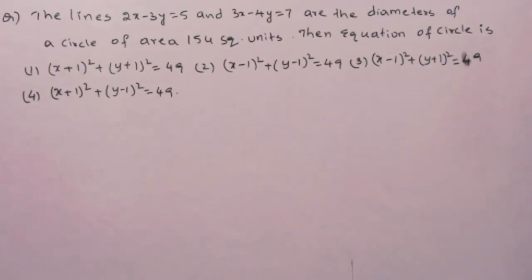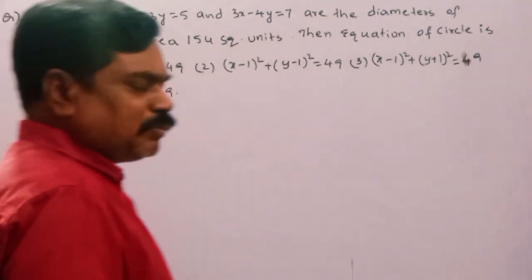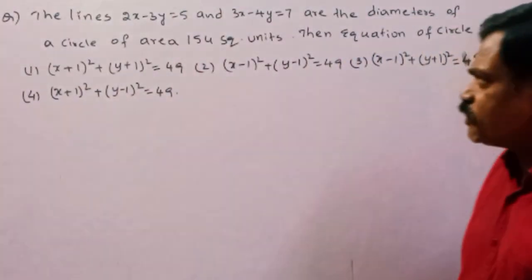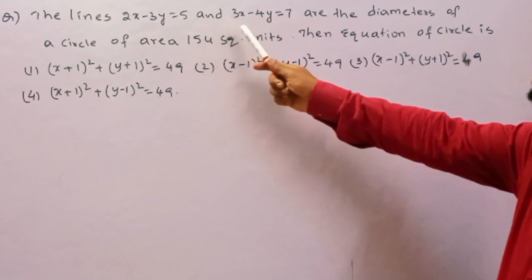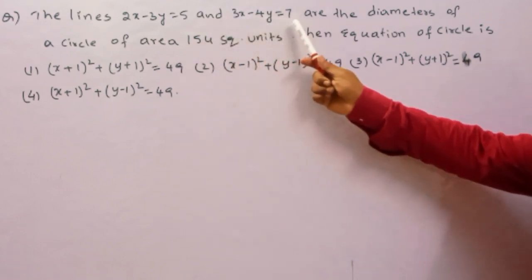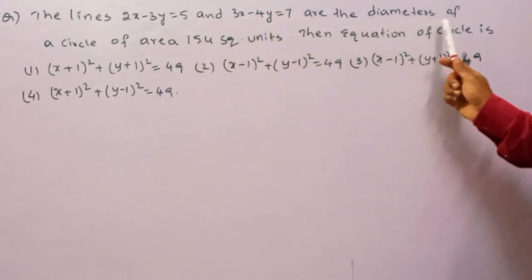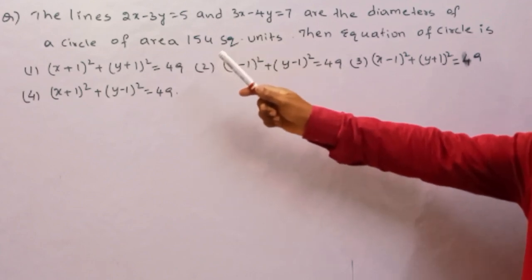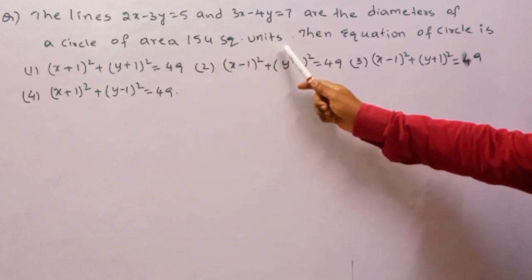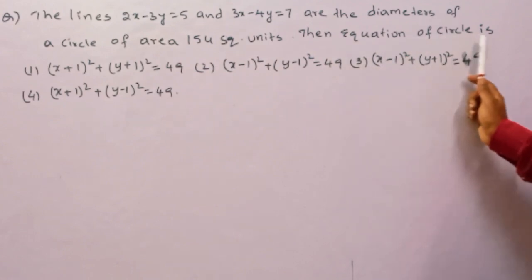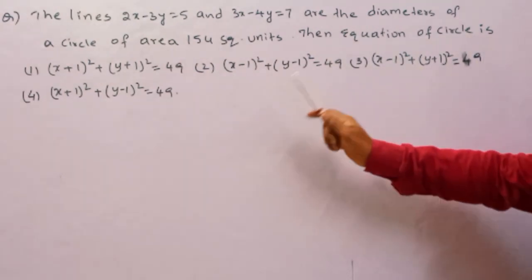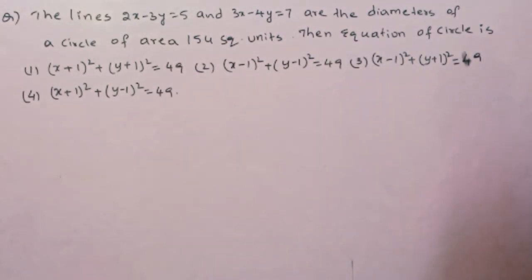Here we have one more problem on circles. The lines 2x minus 3y is equal to 5 and 3x minus 4y is equal to 7 are the diameters of a circle of area 154 square units. Then the equation of the circle is, these are the options given.